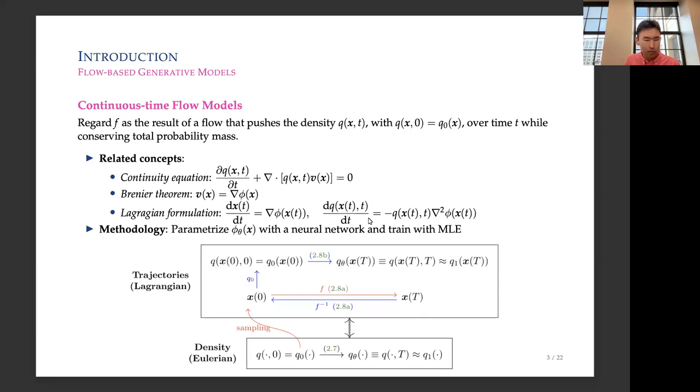The second is the Brenier theorem. The Brenier theorem answers the question of which push forward F we should choose, because obviously the push forward F is not unique in order to transform one distribution Q0 to another distribution Q1. This Brenier theorem states that the optimal transport map from Q0 to Q1, in the sense of minimizing the 2-Wasserstein distance, is obtained by choosing the velocity field as the gradient of a potential field.